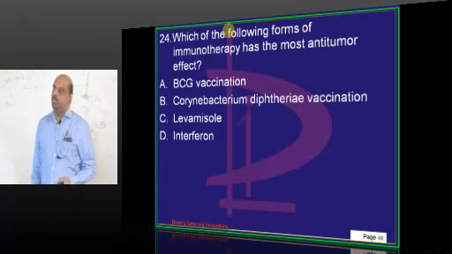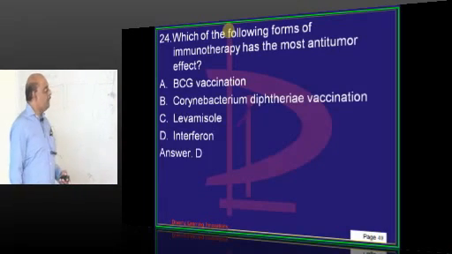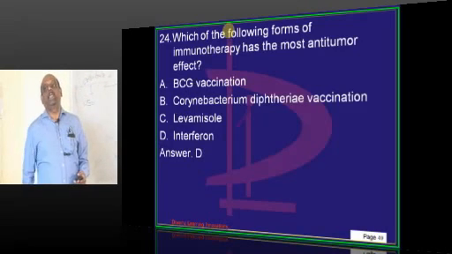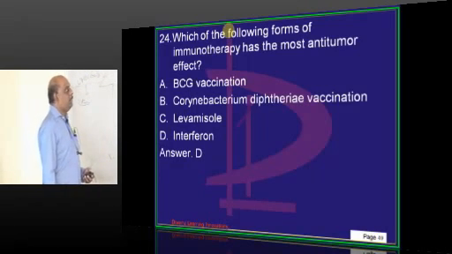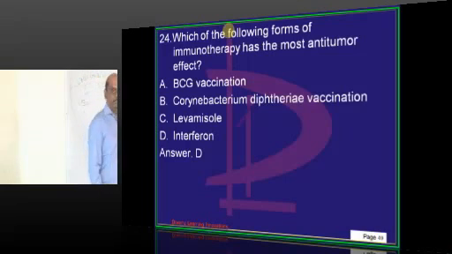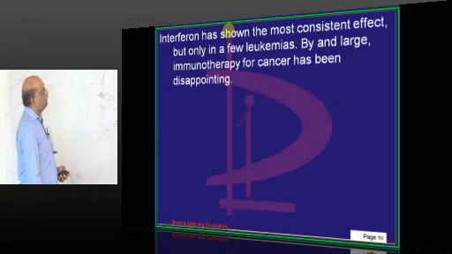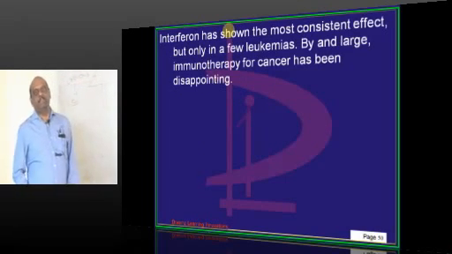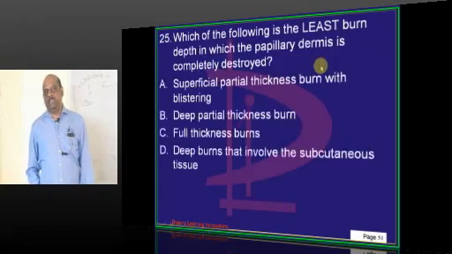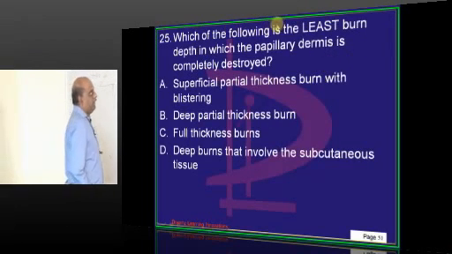So what form of immunotherapy has the most anti-tumor effect out of all the things being given? The most powerful would be interferon, with the most consistent effect against the leukemias, is what you need to appreciate.